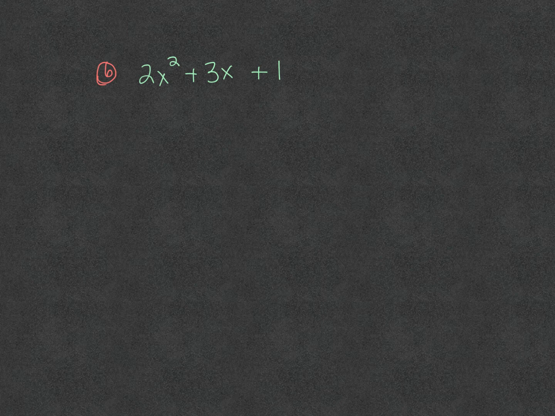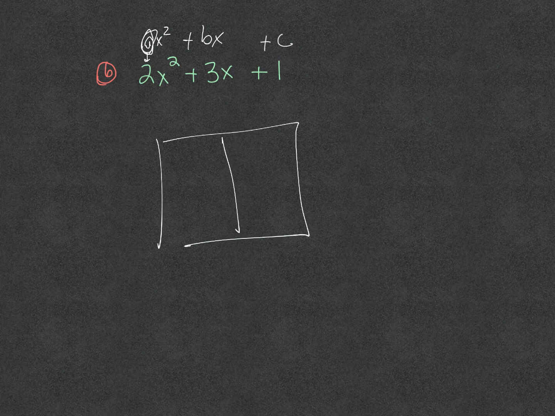All right, looking at number 5, I see a 2, a 3, and a 1, and I know that there is not a greatest common factor. I look at it and see 3 terms, so I know this is an ax squared plus bx plus c. I also notice that this a value right here is a 2 and not 1, so this is going to be one that I'm going to have to persevere through and make sure that I get the signs correct. So I'm going to draw my box. It's a 3-term polynomial.